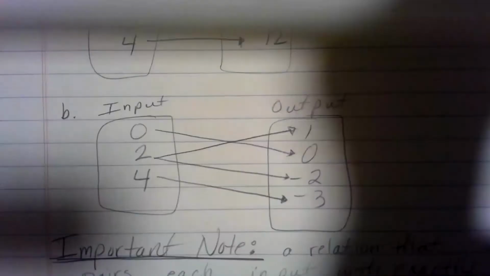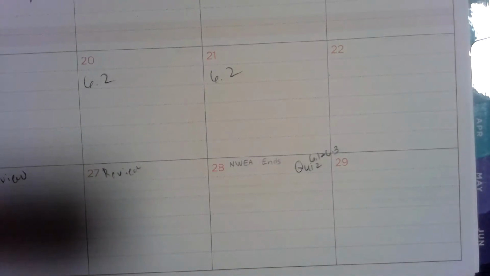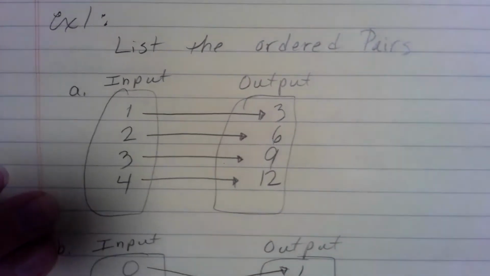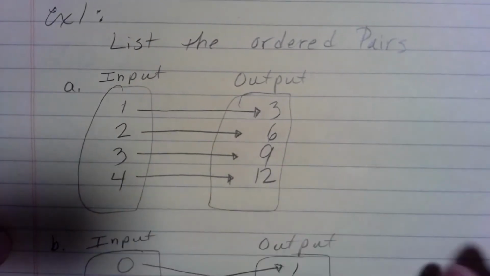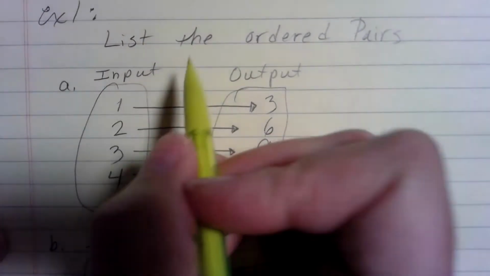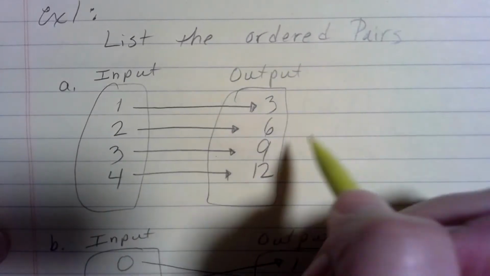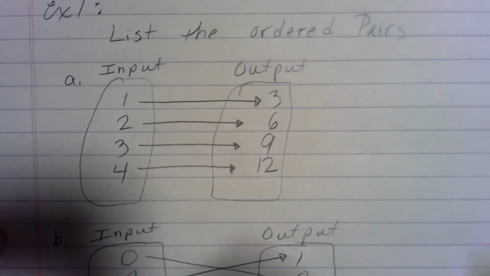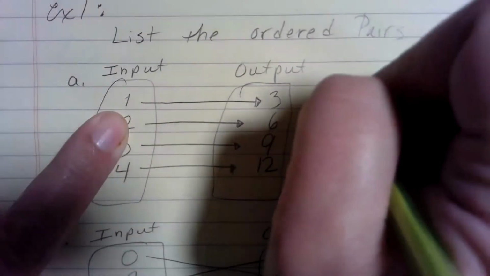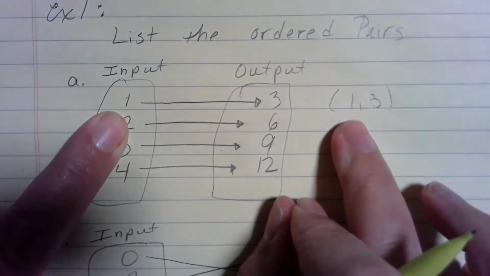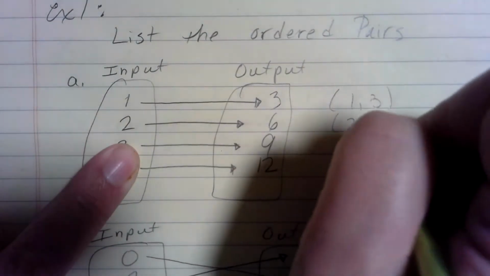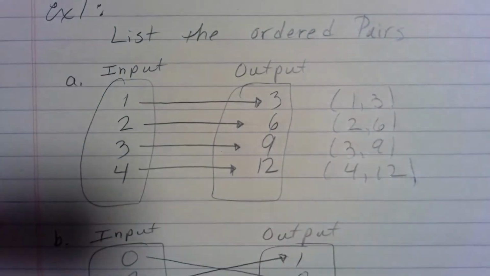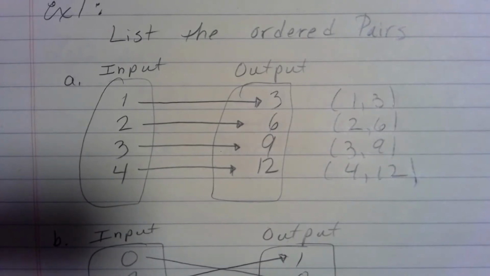Okay, so moving on. Let's say we're given this right here, the input and output. Again, pause so you can copy, but maybe the directions will say, list the ordered pairs from these input-output diagrams. So the input 1 has an output of 3, and it's listed like this. 2 goes with 6, 3 with 9, 4 with 12. So far, so good. Makes sense, right?